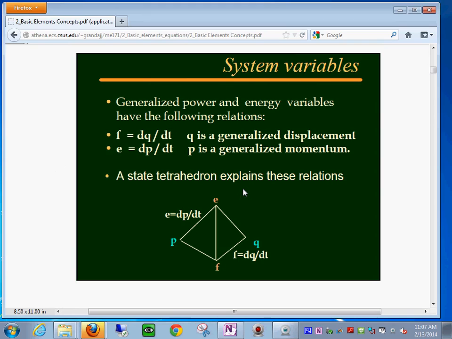If you relate the efforts and the flows, and you find the integral of the effort, the momentum, or the integral of the flow, the position, you're going to get these two other variables. One is P, the momentum variable, and Q, the position variable. So always when we work with this technology, we look at four variables: P and Q and E and F.